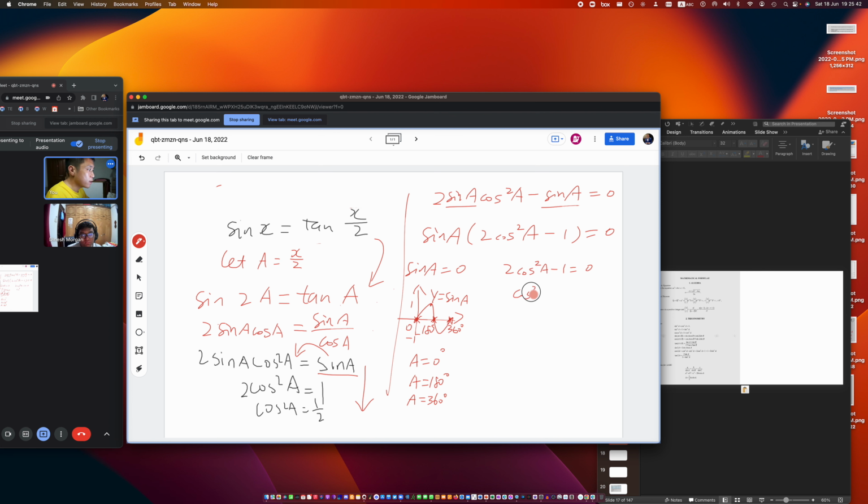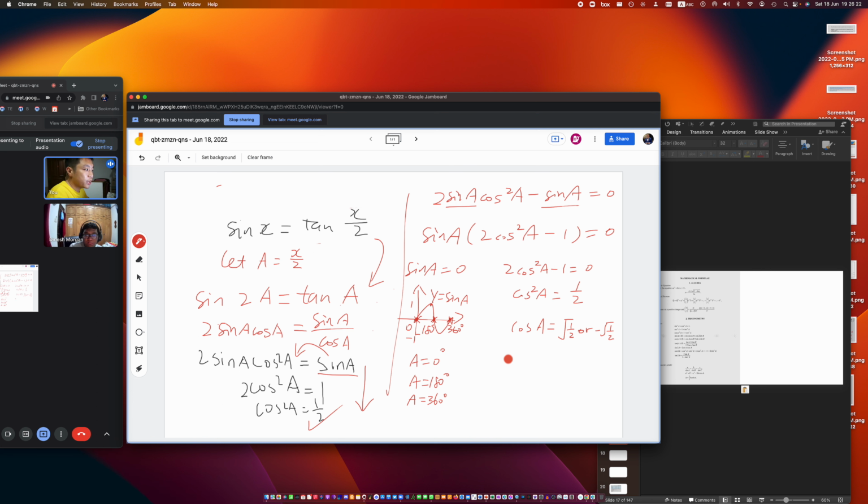And then you have the cosine square A equals to half, which I picked up from here. Okay? Then of course your cosine square A is equal to half, so in a way cosine A is equal to square root half or negative square root half, right? Then from here onwards, is this square root half a special angle? I'm not sure. Never mind. You can just use the calculator.